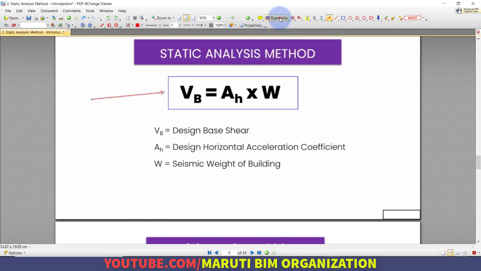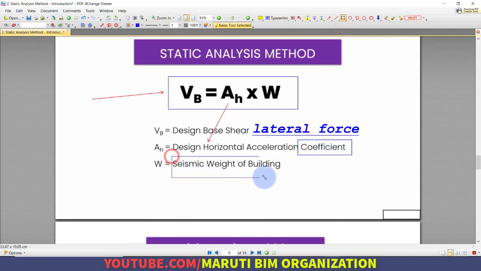Okay, so you can also write VB is the base shear or lateral force. You can also call it VB as a lateral force. So VB is the base shear or lateral force. Okay, AH is the design horizontal acceleration coefficient. So in short, you can remember AH is the coefficient and W is the seismic weight of the building. So while we are performing static analysis method, this is the formula that we are going to use.